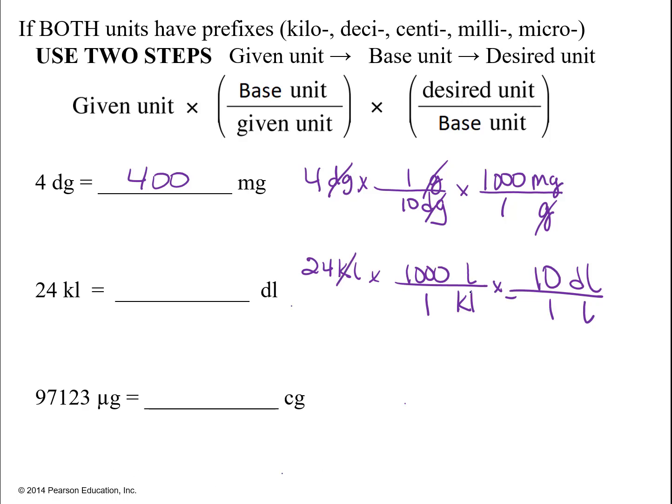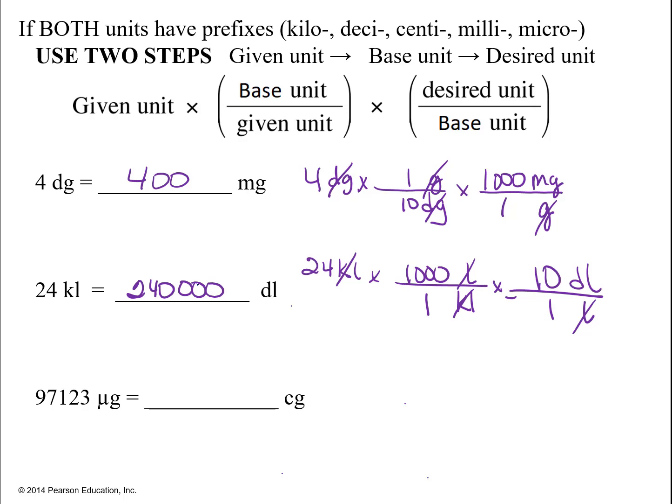So do you see that kiloliters, kiloliters, liters, and liters cancel? 24 times 1,000 is 24,000 times 10 is 240,000. You can use a calculator, it's fine. All I'm doing is just multiplying all those across the top because everything in the bottom is a 1. So anything divided by 1 doesn't change. Okay, so let's do one more.